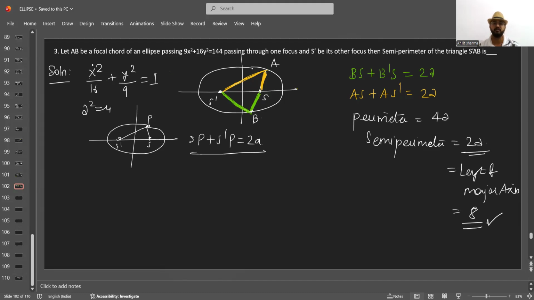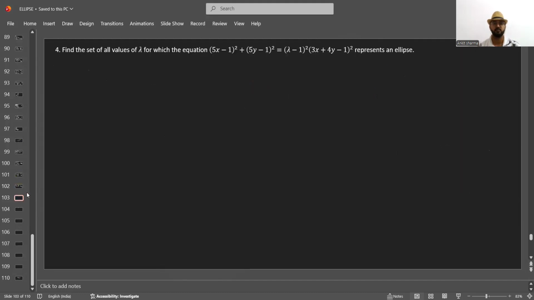That means from here we can have another property: if AB is a focal chord, and if I take here S', then the semi-perimeter of this triangle would always be the length of the major axis. Without thinking for a second, we can answer this. Come to the next.